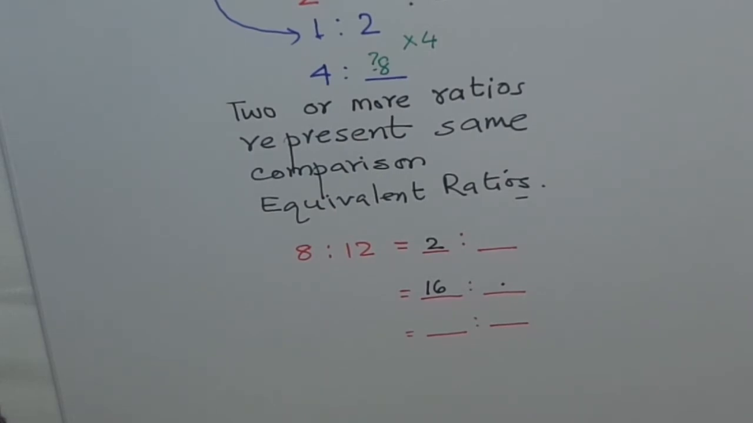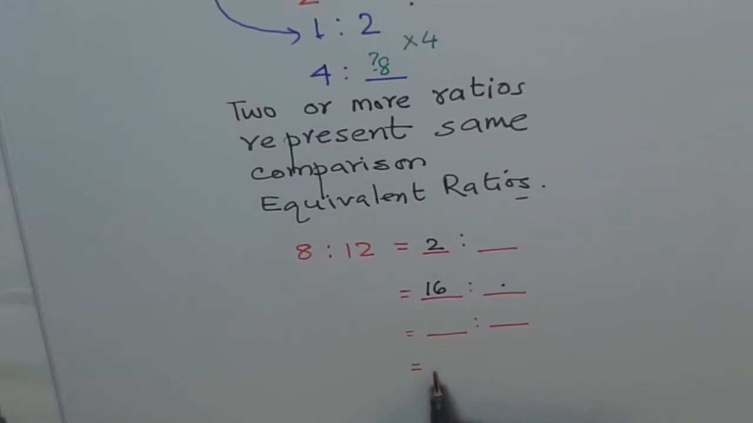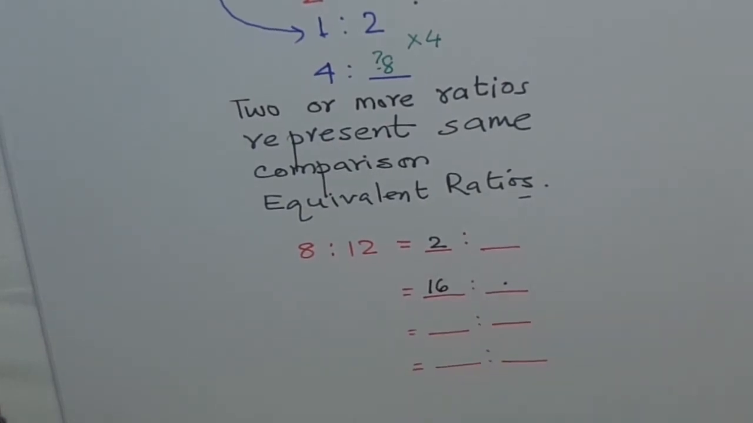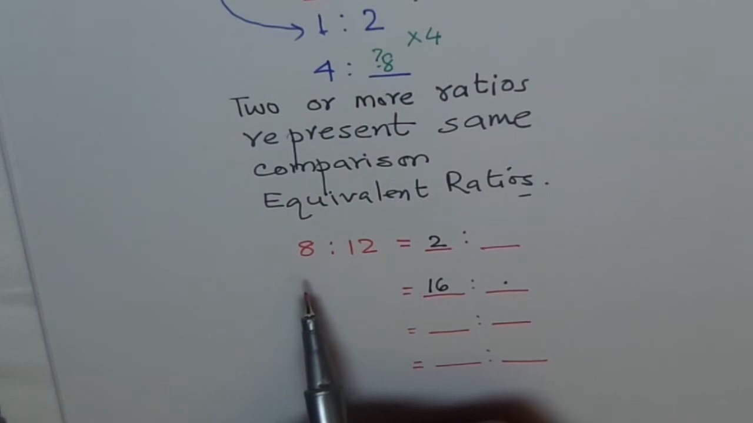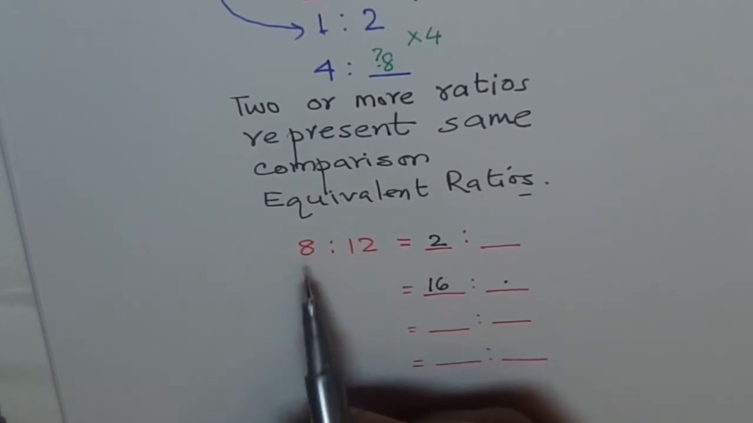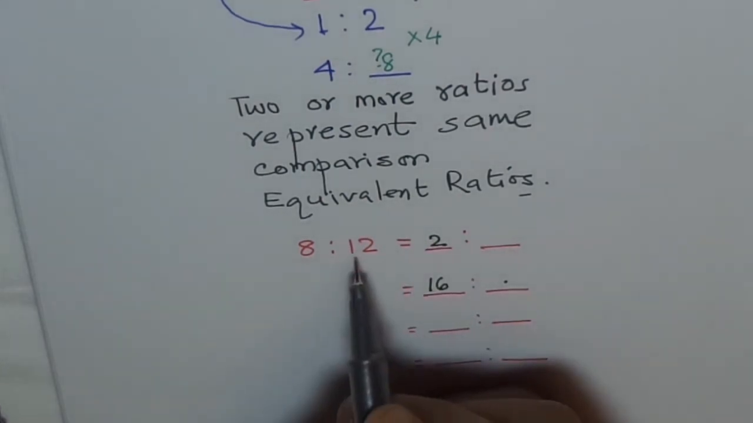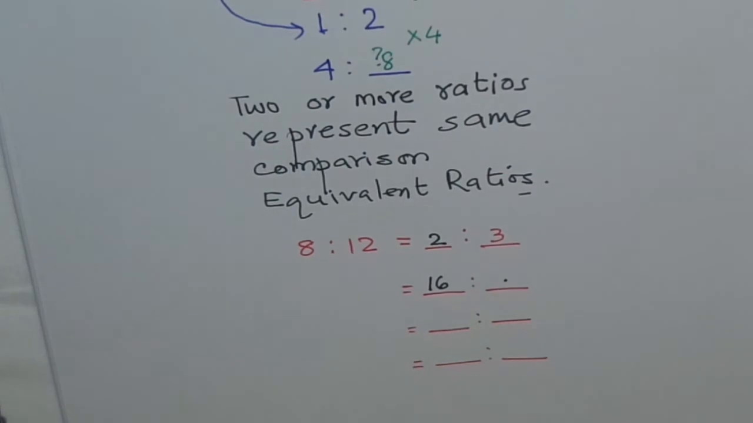Correct? A problem for you here is to write the ratio in different ways. Let's say write 4 different ones on your own. That will be simple, okay? I don't want to really complicate it at this moment. Let me do the first one for you. So the first one is easy, correct? So how do you get 2? Divide by 4. And if you divide 12 by 4, you get the number 3, correct?